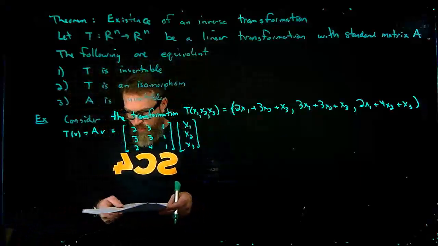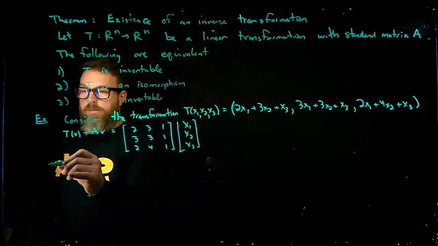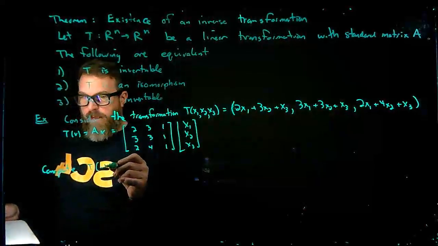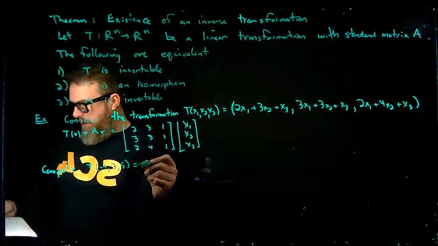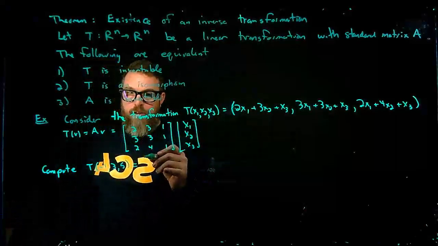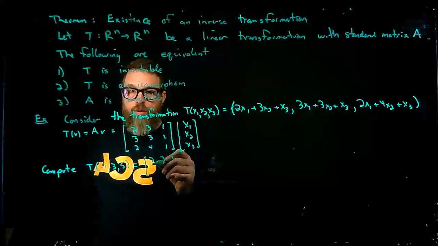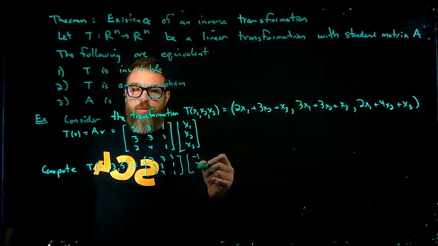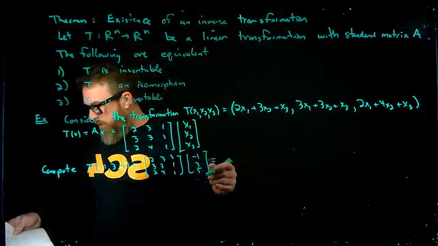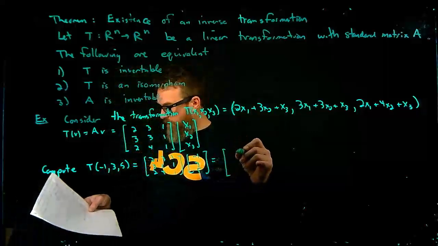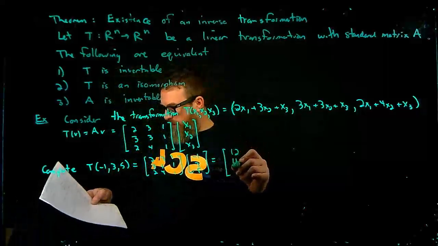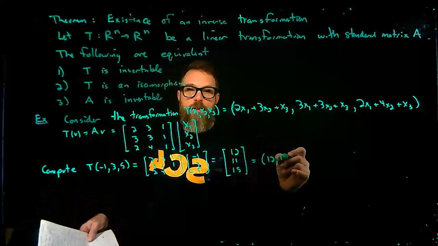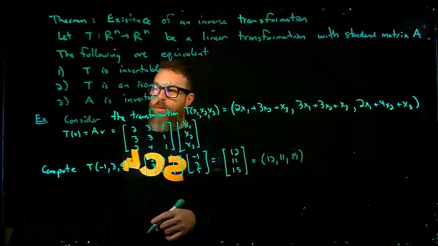So if I wanted to compute T of, say, -1, 3, 5, I can plug it into this matrix multiplication. So this is 2, 3, 1, 3, 3, 1, 2, 4, 1, multiplied by -1, 3, 5. And this will spit out this vertical matrix of 12, 11, and then 15, which I can rewrite horizontally as 12, 11, 15.